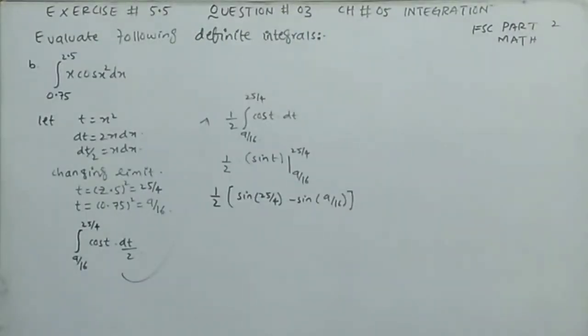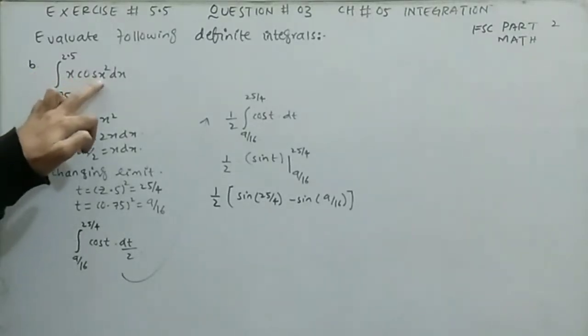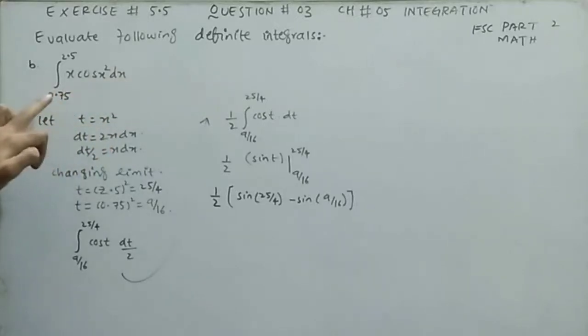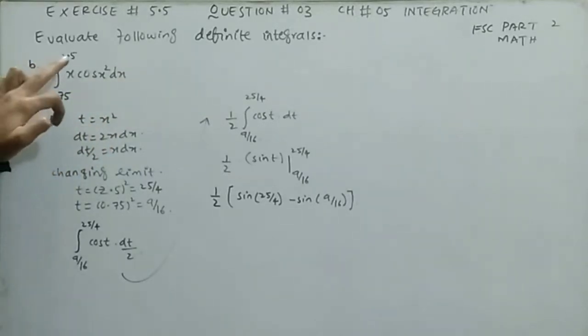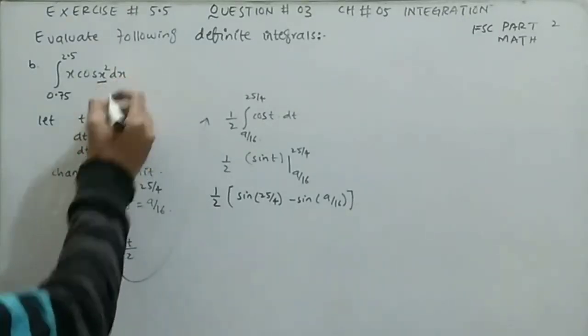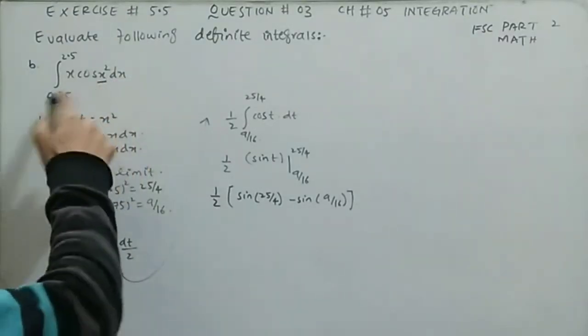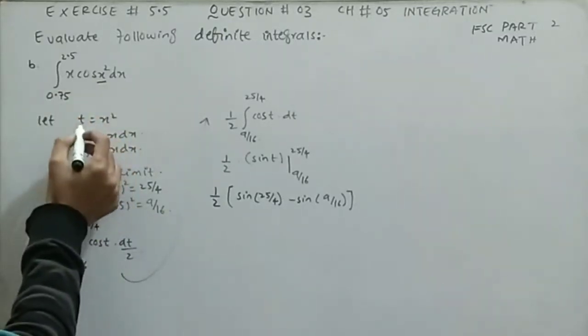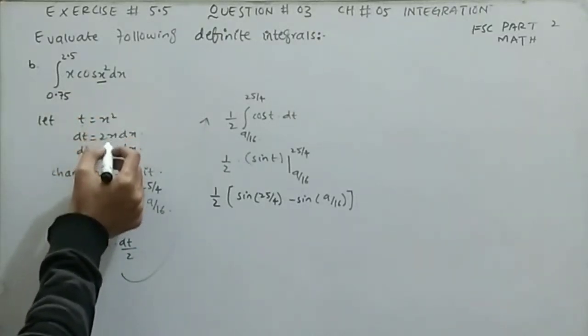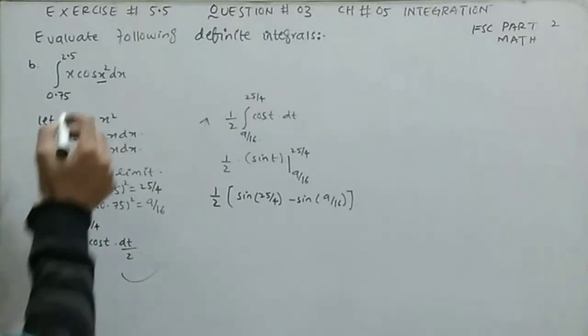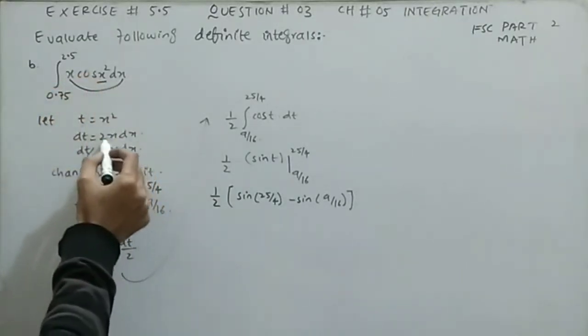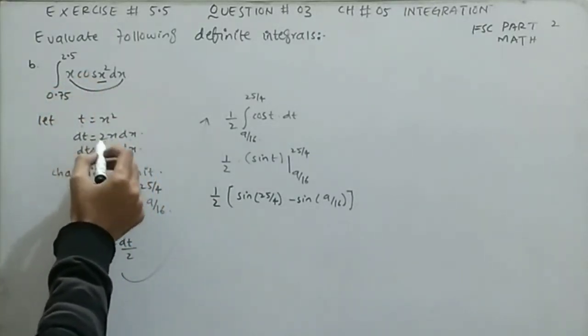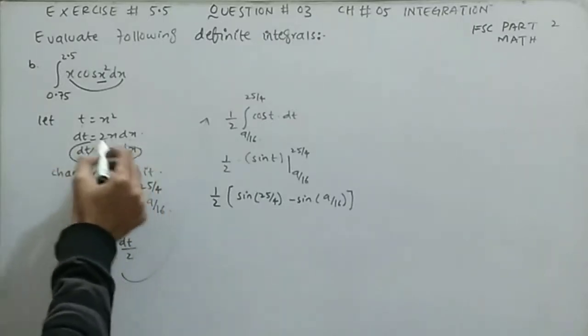Now let's move toward part B. It tells us to find the integral of x cos(x²) dx from lower limit 0.75 to upper limit 2.5. Over here first we will use the substitution method. Let's assume x² is equal to t. Take the derivative of both sides with respect to x, so dt is equal to 2x dx. Now over here we need x dx, so shift 2 to the left hand side, and it becomes dt/2 is equal to x dx.